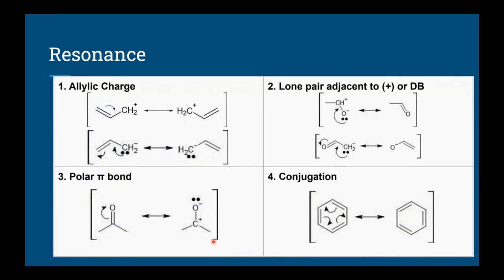And here's a look at some of those resonance structures we talked about. These are some of the situations in which you will recognize that you need to do a resonance structure. The first is often the one that most students are able to recognize. It's the allylic charge. When you have a charge that is adjacent to a double bond, you can see that double bond move such that that charge is over here.